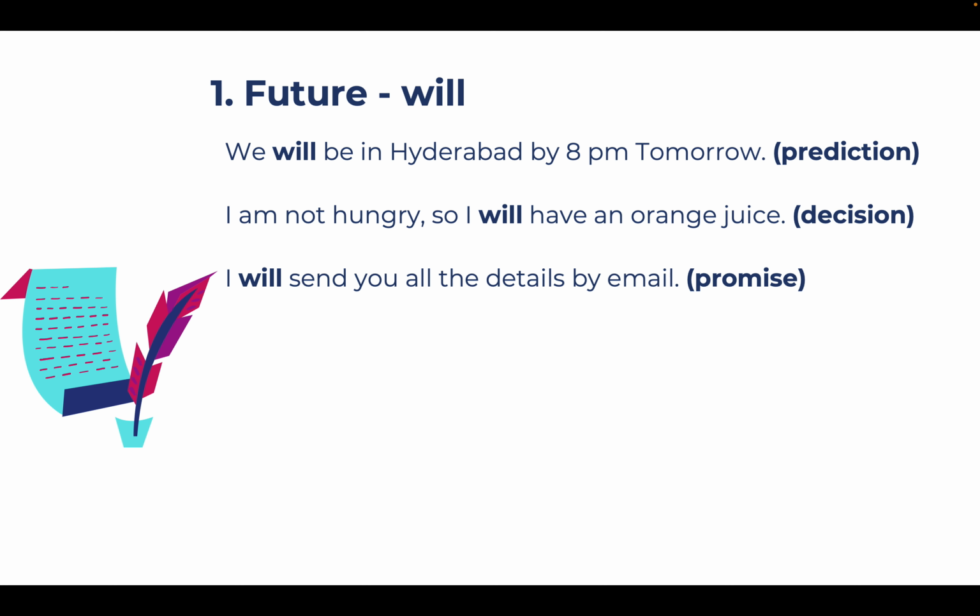In the case of decisions also we use will. For example, I am not hungry, so I will have an orange juice. And one more example is, I will send you all the details by email. So in the near future we are going to promise like this. So in these three situations we use will.